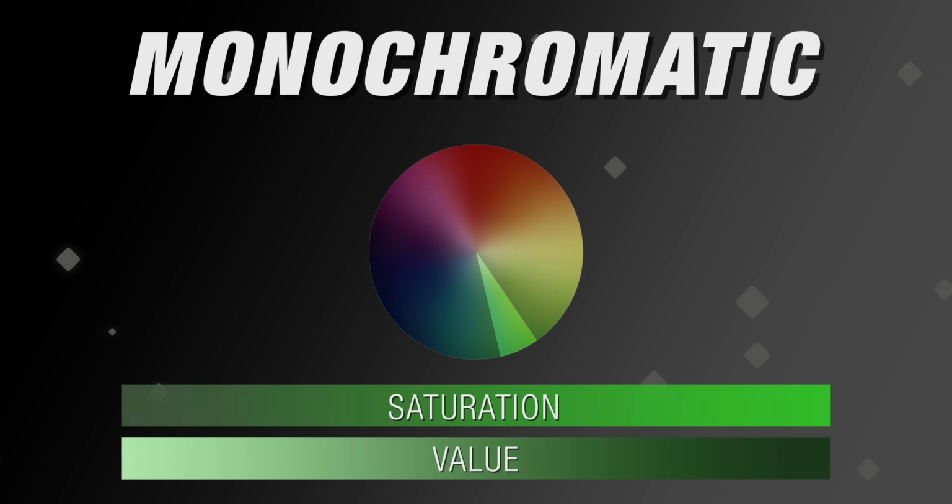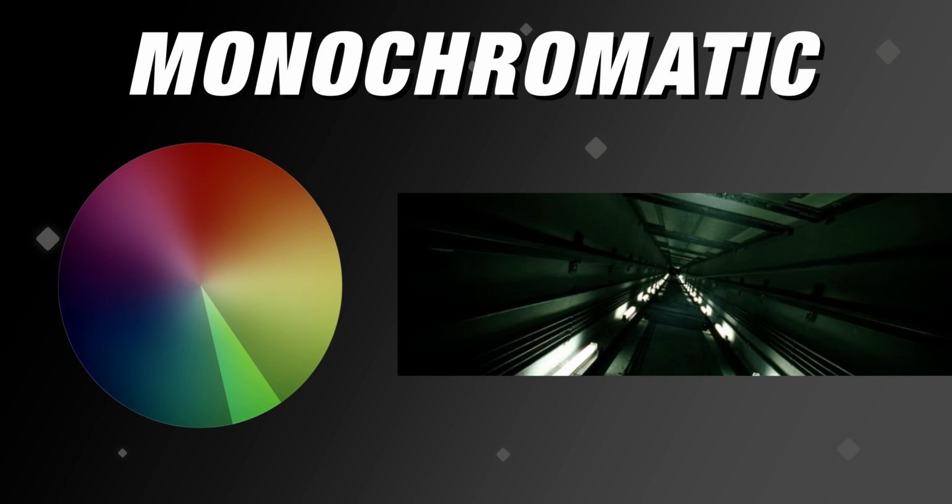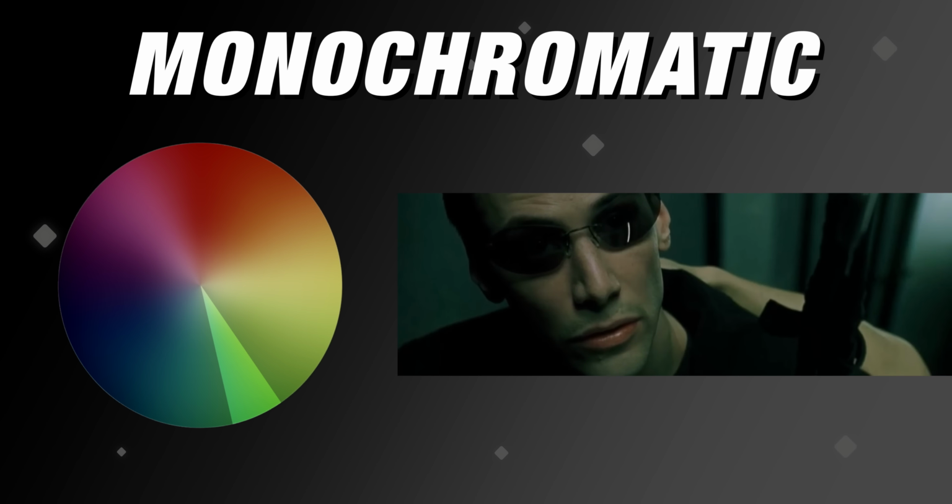So a monochromatic color scheme uses one color, but then they change up the saturation and values to produce all the colors in a scene. A super prominent example of this is The Matrix. They use the green hue to give you that feeling that you're in a computer simulation. And then they use saturation and value to give the scene its depth.